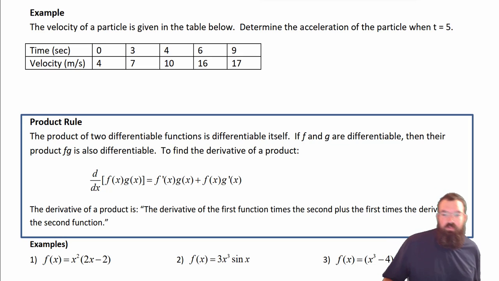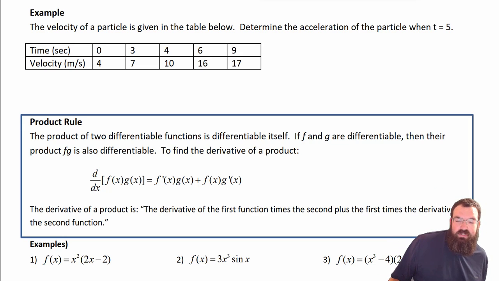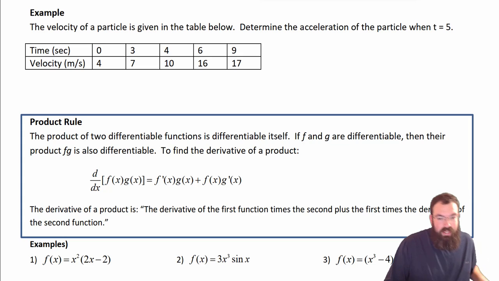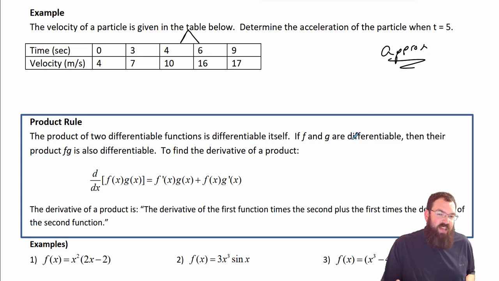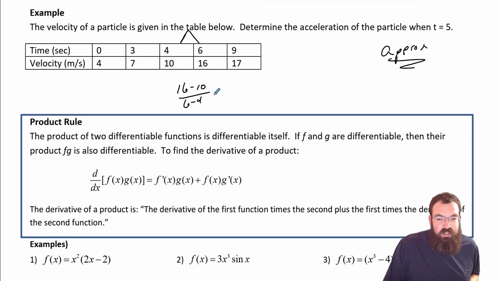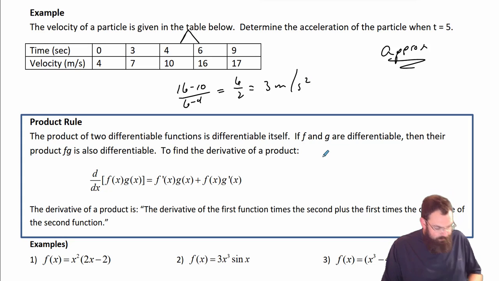So the velocity of a particle is given below. Determine the acceleration of the particle when t is equal to 5. What we can do is, because we have t is equal to 5, we know it's right in here. So we're going to use these two values and approximate it. This is still an approximate value because we don't know what the exact value for 5 is. We can use 4 and 6 as an approximate value. So we can say 16 minus 10 over 6 minus 4 is 6 over 2, which is 3. Oh, I'm sorry, this is meters, not feet. 6 over 2 is equal to 3 meters per second squared. Okay?